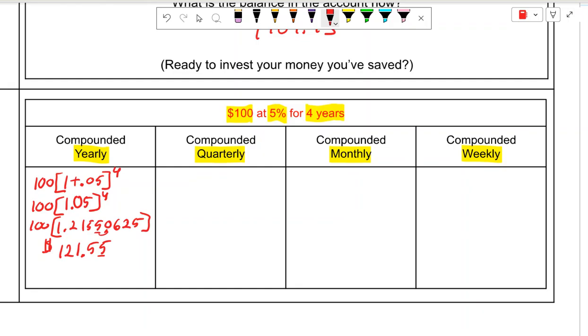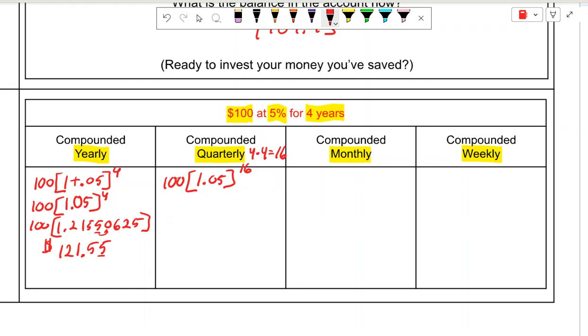Let's do quarterly. What does quarterly mean? How many quarters are in a year? There are 4. So if you have 4 years with 4 quarters in each year, 4 times 4 is 16. So you're going to be compounding your money 16 times. So let's start. 100. Let's get crafty here. 1.05. We know that's going to happen because it's the same numbers every time. To the 16th power.